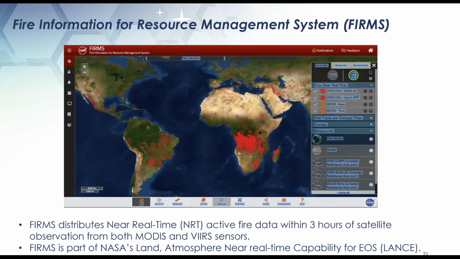So the Fire Information for Resource Management System, or FIRMS, distributes near real-time active fire data within 3 hours of a satellite observation from both MODIS and VIIRS. FIRMS is part of something called the Land Atmosphere Near Real-Time Capability for EOS, or just remember LANCE.